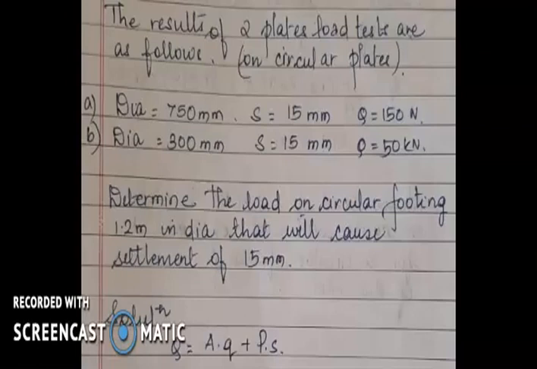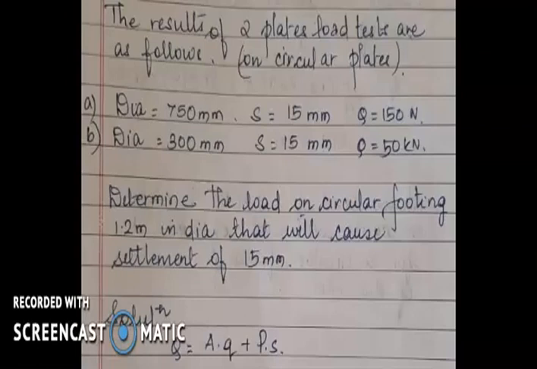What is capital P? It's the perimeter of the footing plate. If it's a circular plate, then 2 pi r. If it's a square plate, then 4 into a. If it's a rectangular plate, then 2 into (a plus b). So that's the perimeter. And what is small s? Small s is called perimeter shear. Again, it's a constant for a soil.